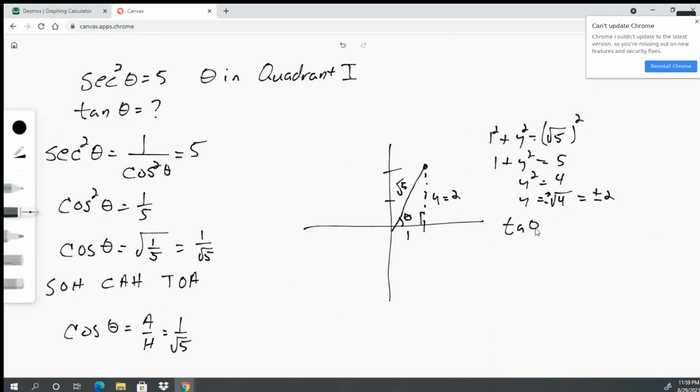Tan theta, which is equal to opposite over adjacent, is opposite 2 over adjacent 1. 2 over 1, which is equal to 2.